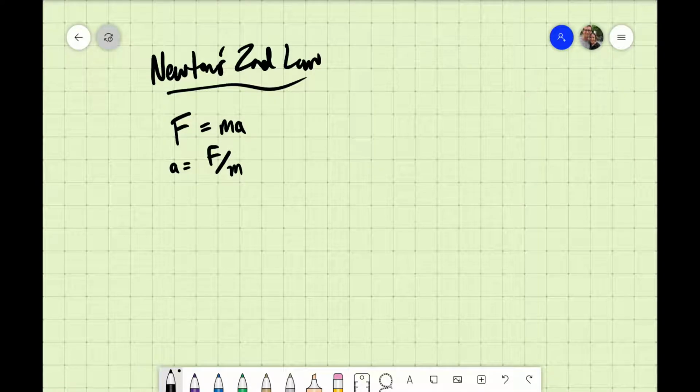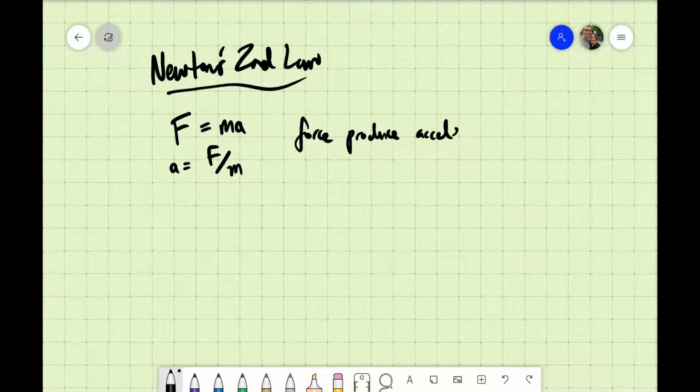Algebraically no different. And what this says is that forces produce acceleration. Now, because I've been talking to you guys about sigma notation as well, I can actually supplement this a little bit. I'm going to put a sigma in front of these F's.